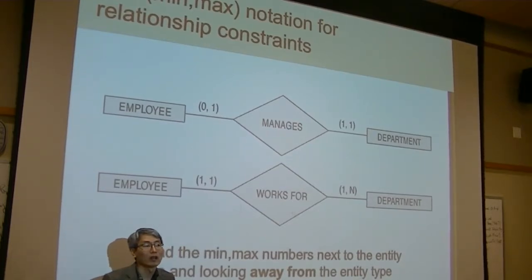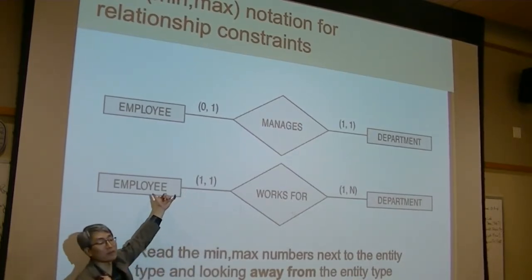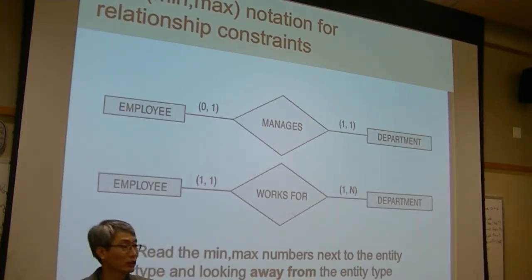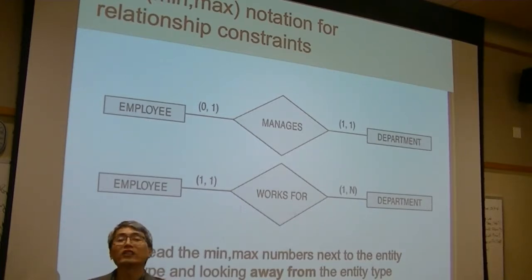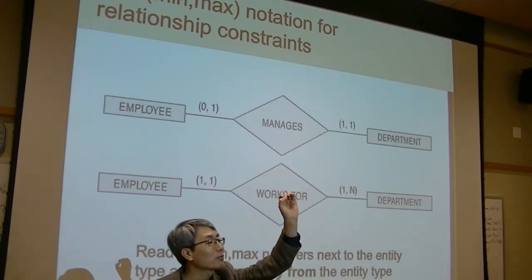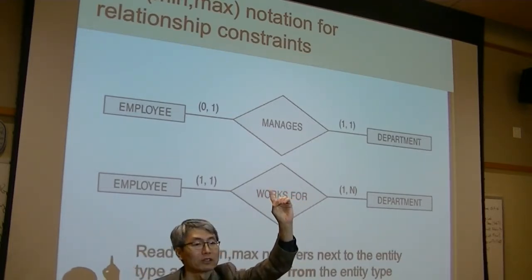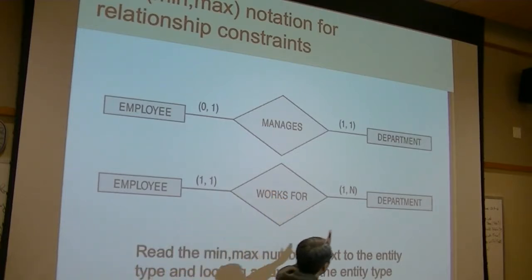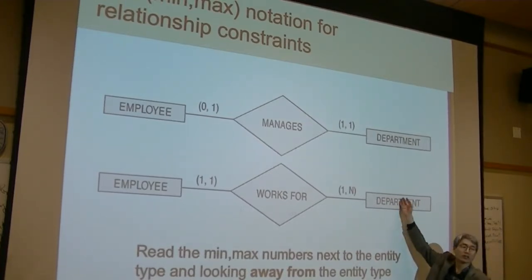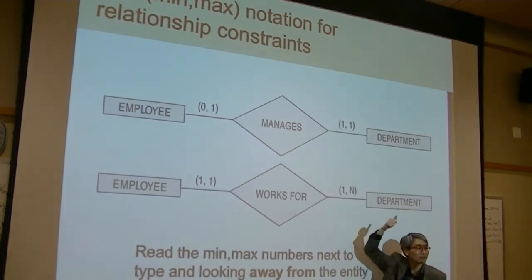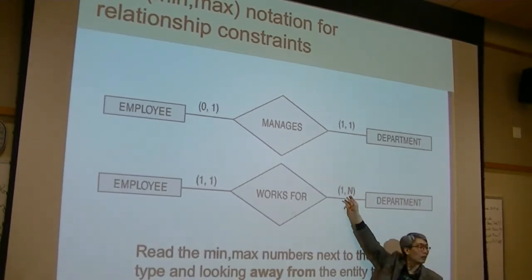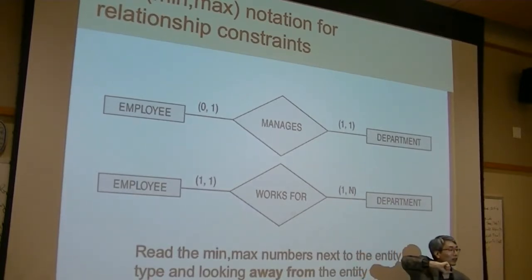Okay? However, for example, if some of the new employee may not be assigned, okay? So if that is your policy, minimum 0 department, maximum 1 department. So that is the min-max notation. From department point of view, this is how many employees minimum? 1, at least 1 manager. And maximum? Many employees. Okay?